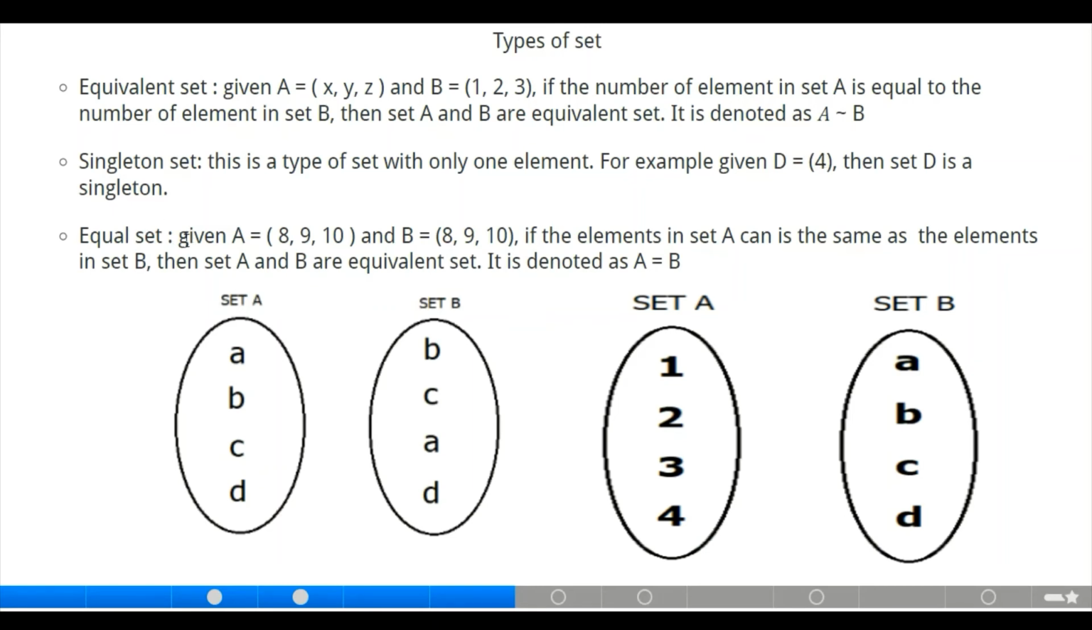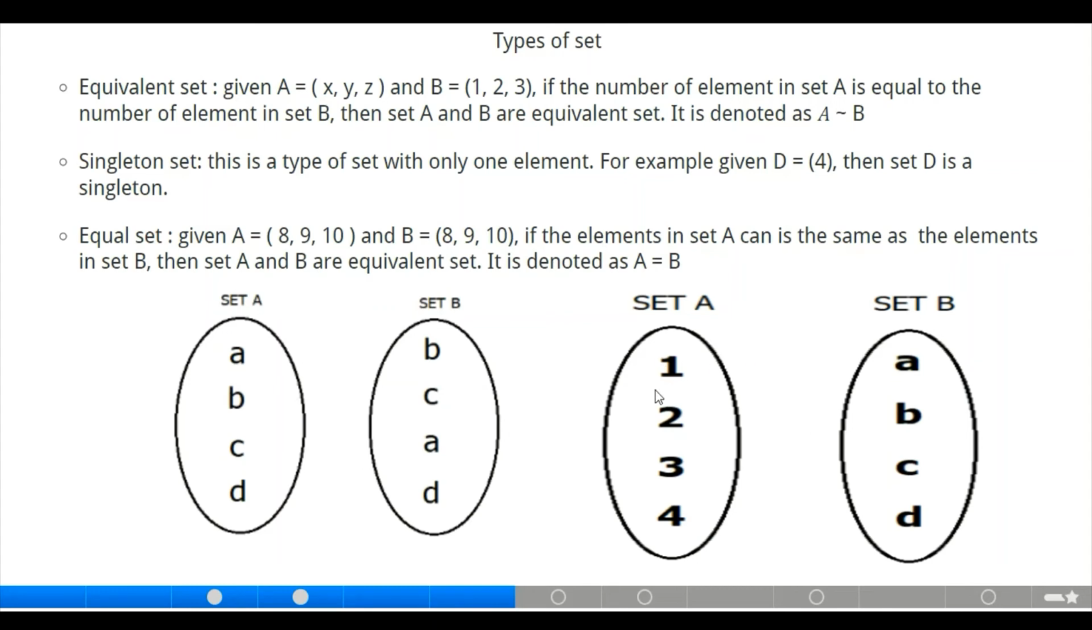Now we have equal sets. If you have two sets that have the same elements in them, then we refer to that type of set as equal sets. Now let's look at this illustration we have. Set A is A, B, C, and D. And if you look at set B as well, we have B, C, D, and A. So if you look at set A and set B, you see that they have the same elements in each of them. So we can refer to this type of set as what? Equal sets.